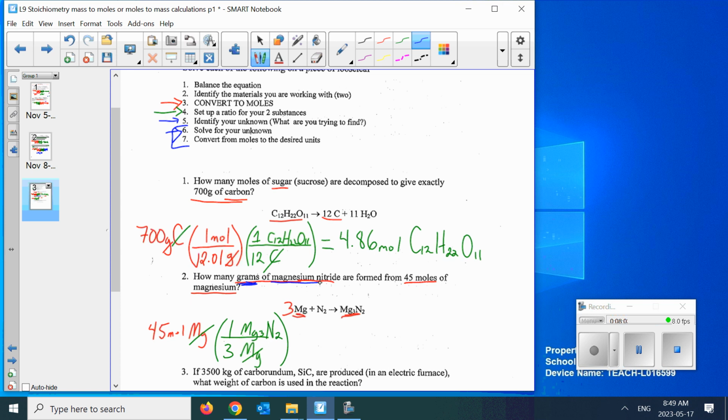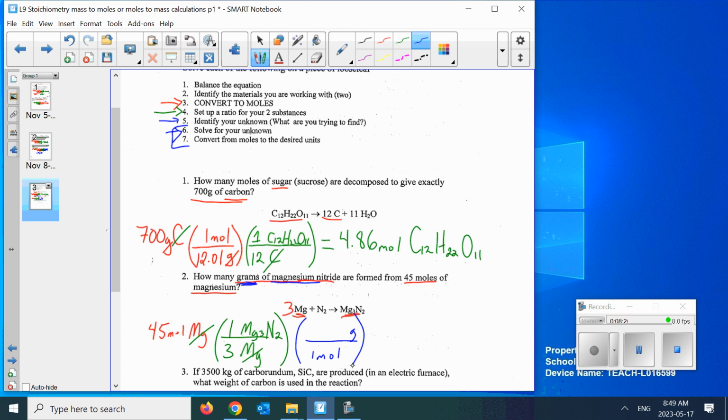I could have stated steps 5, 6, 7 a little better. Anyways, convert the moles to the desired unit. I want grams. So now I'm using the periodic table. Convert moles to grams. Big G here.